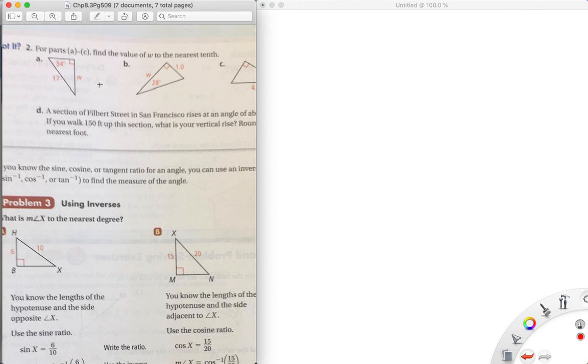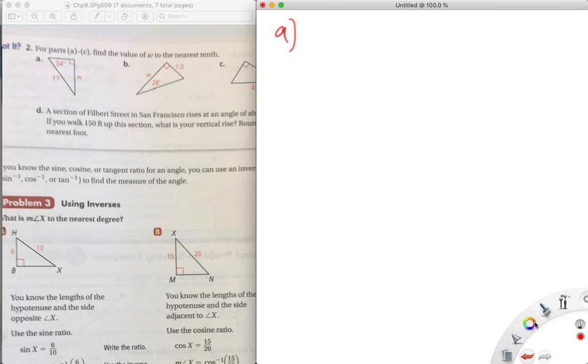For these parts, find the value of W to the nearest tenth. Okay. So for A, they give us this triangle. We have 54 degrees. We have 17, and we have W.